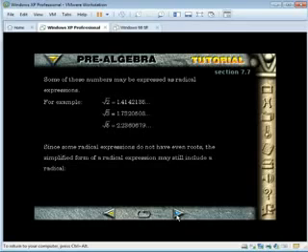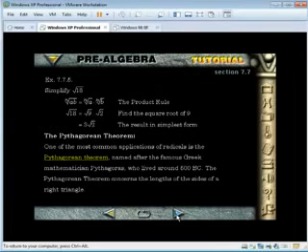For example, the square root of 2 equals 1.414213, etc. The square root of 3 equals 1.7320508, and so on. The square root of 5 equals 2.2360679, etc. Since some radical expressions do not have even roots, the simplified form of a radical expression may still include a radical.